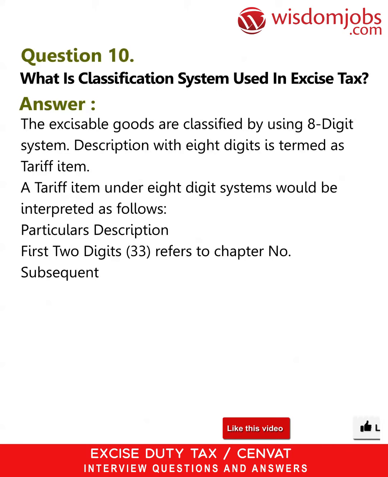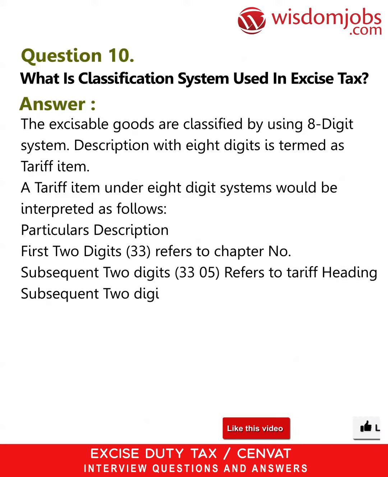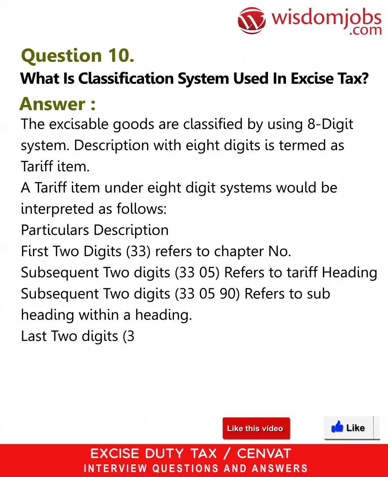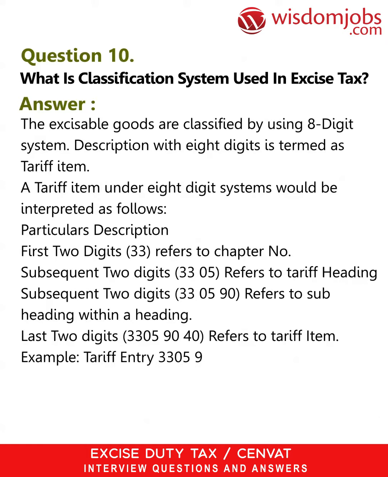Subsequent 2 digits: 3305 refers to tariff heading. Subsequent 2 digits: 330590 refers to subheading within a heading. Last 2 digits: 33059040 refers to tariff item. Example, tariff entry 330590.